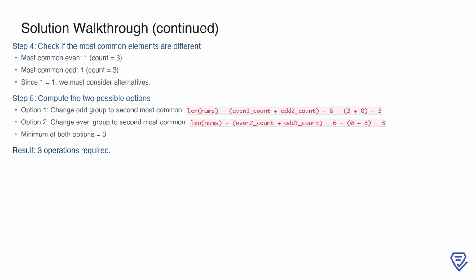The second option is to change the even group to its second most common element. Here, the formula is the total number of elements minus the sum of the second most common count from the even group and the most common count from the odd group. Substituting the values, we get 6 minus (0 plus 3) is equal to 3. The minimum number of operations is the smaller of these two, which is 3. Thus, 3 operations are required to make this array alternating.